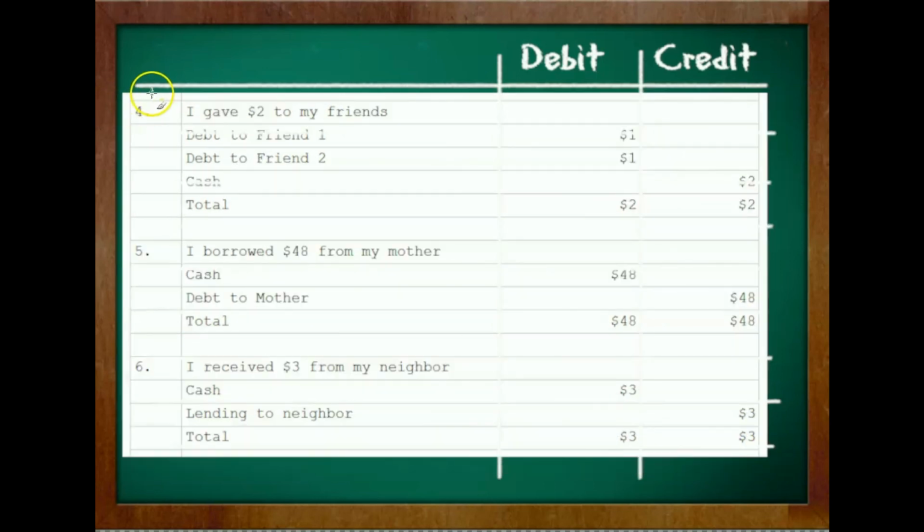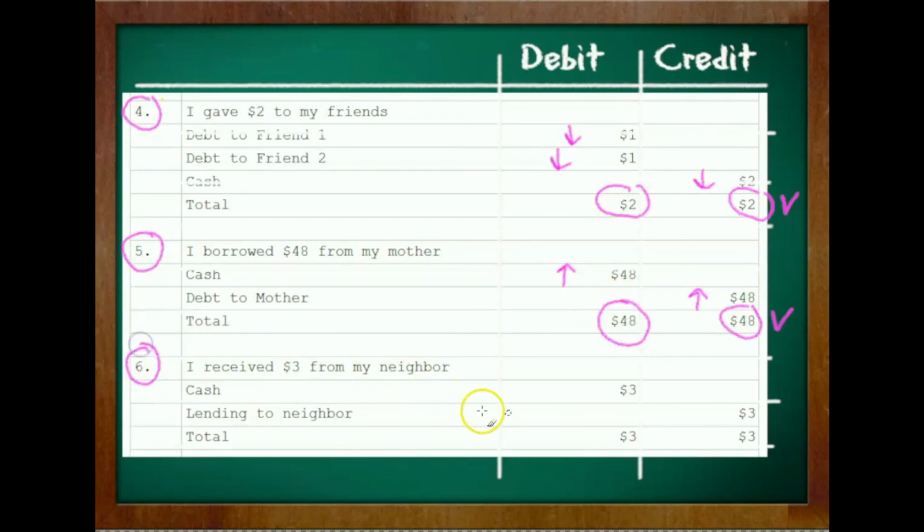Checked. Transaction 4. I gave back $2 to my friends. Debit debt to friend 1 $1. Down. Debit debt to friend 2 $1. Down. Credit cash $2. Down. Total debits equals $2. Total credits equals $2. Checked. Transaction 5. I borrowed $48 from my mother. Debit cash $48. Up. Credit debt to mother $48. Up. Total debits equals $48. Total credits equals $48. Checked.